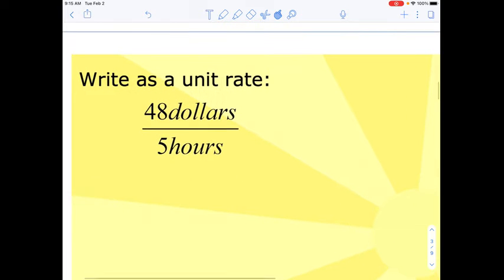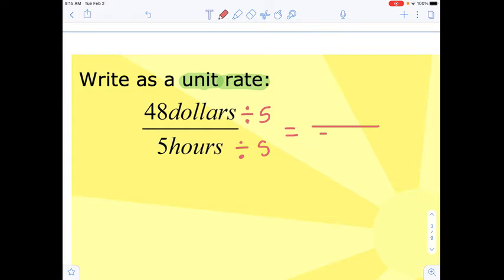The next problem says to write as a unit rate. So what we know about rates is that, especially with a unit rate, we need a 1 on the bottom. And then we need 2 labels, okay? So it's the difference between ratios and rates. Rates, we need 2 labels. So to get this denominator to be 1 hour, I'm going to divide both of these by 5, because that's going to tell us how much money we have in 1 hour.